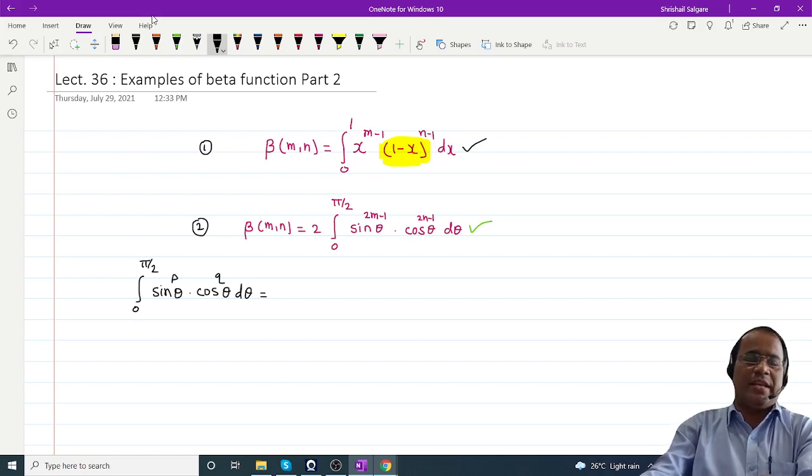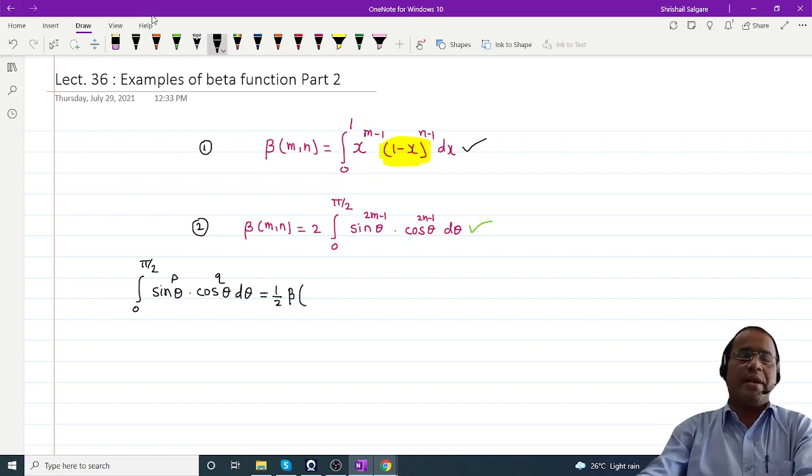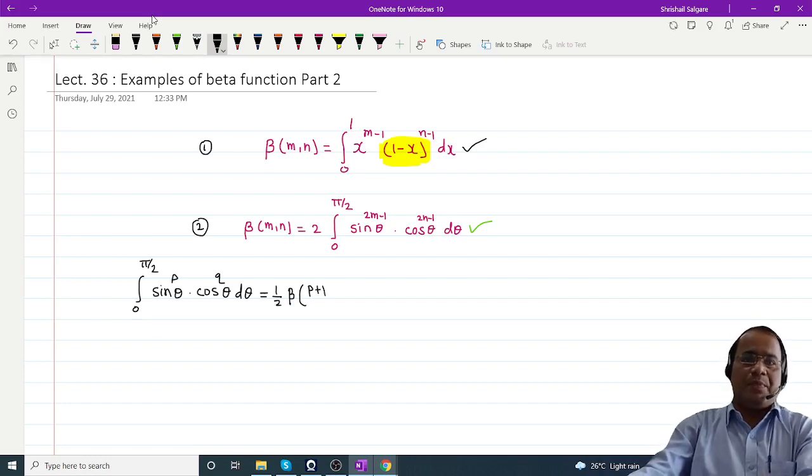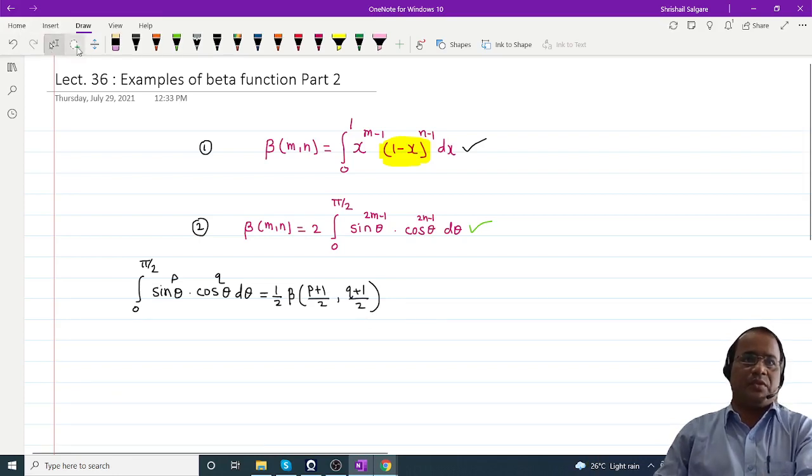So can anyone tell what will be the answer in terms of beta? 1 by 2 beta of p plus 1 by 2 comma q plus 1 by 2. Excellent. So 1 by 2 beta of p plus 1 divided by 2, q plus 1 divided by 2. Okay, I will copy this definition because while solving the numericals, I require this.